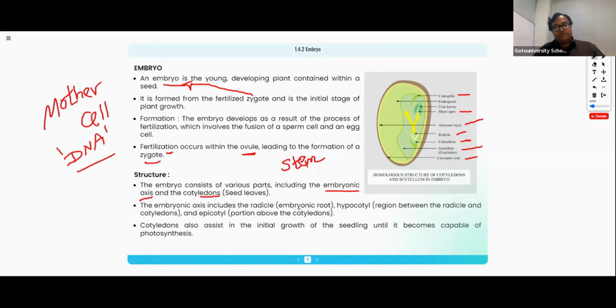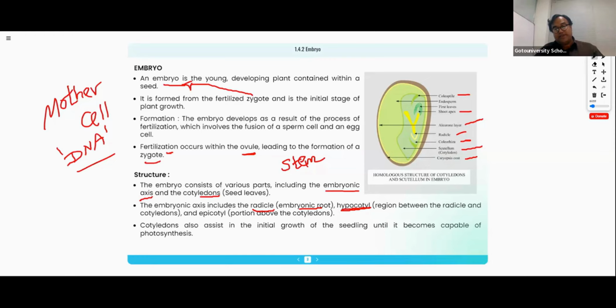The embryonic root, which is nothing but the radicle, makes the root. The root-making mother cell is part of the radicle. The radicle of the embryonic axis arises from the hypocotyl structure.